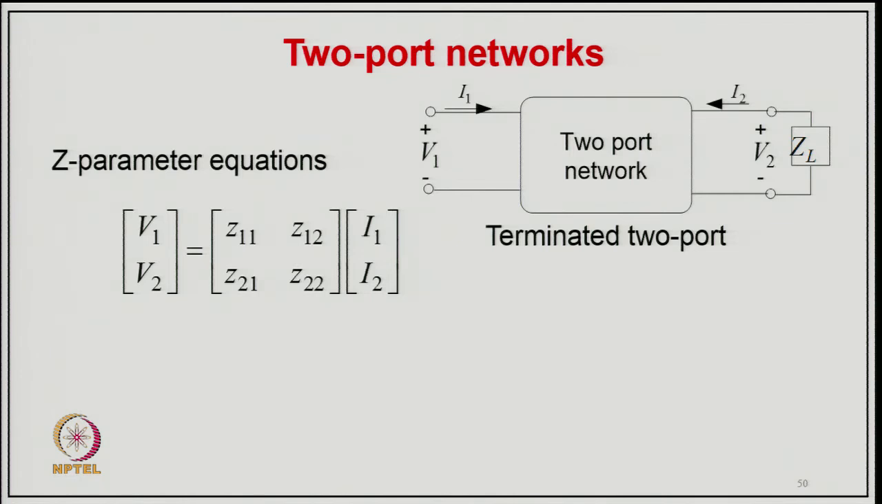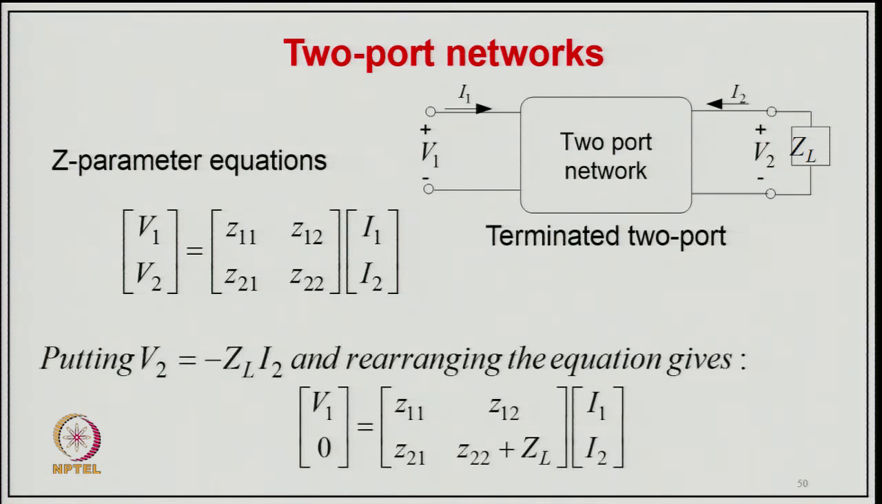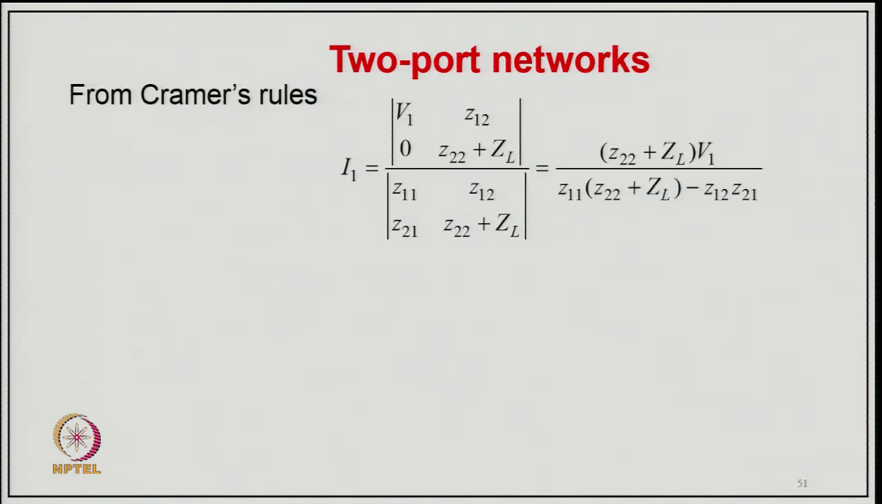In the same matrix form, V1 and V2 equal the impedance parameters Z11, Z12, Z21 and Z22 times I1 and I2. We put in V2 equal to minus ZL I2 for this network and rearrange the equations. Since it is a minus, it goes to the other side as a plus. So it becomes V1, 0 equals the matrix Z11, Z12, Z21 and Z22 plus ZL, times I1 and I2. That equation is simplified when we connect a passive load impedance ZL at the output terminal.